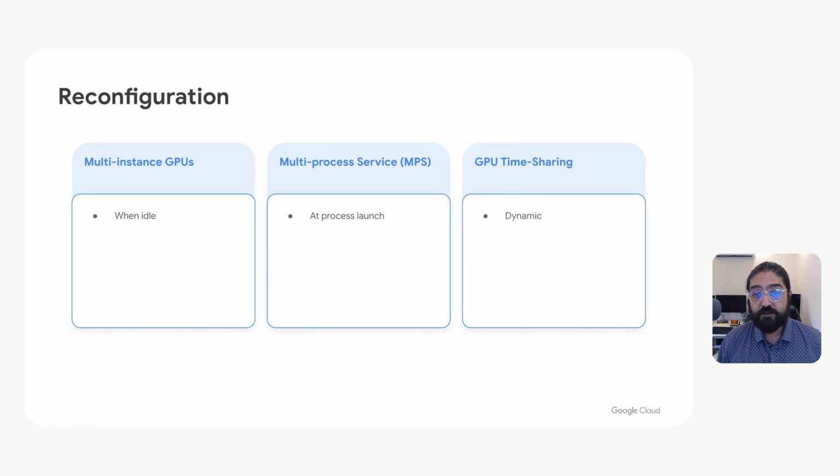In terms of reconfiguration of partitions, multi-instance GPUs can only do this when idle, meaning this is a destructive operation on the node. Multi-process service can support reconfiguration of partitions at process launch, whereas GPU time sharing is completely dynamic. So if we have a GPU node with GPU time sharing enabled with one workload running on it, that workload gets all of the GPU's resources. And as new processes come online looking for those resources, the GPU is shared between them.